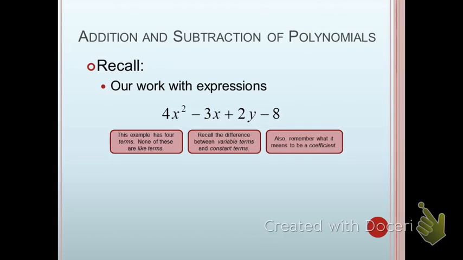The numbers located in front of the variables are considered coefficients. So in this example, 4 is a coefficient, negative 3 is a coefficient, 2 is a coefficient, and negative 8 is also a coefficient.